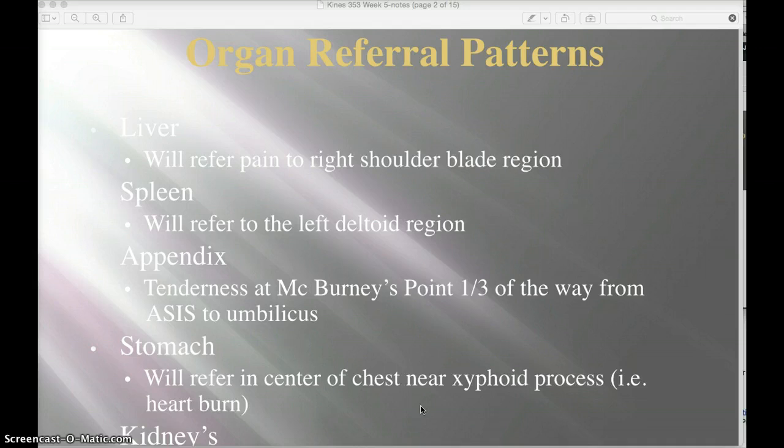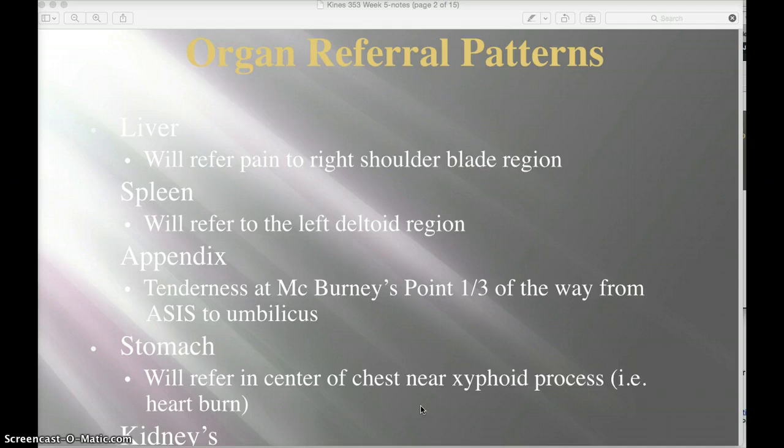One of the other ones is for the appendix. Anytime there's irritation or a rupture of the appendix, you'll see pain at McBurney's point, which is about a third of the way from the ASIS to the umbilicus. So if you drew a straight line from the ASIS to the umbilicus, a third of the way there, and you push down on it, that's where you'd feel McBurney's point, or that's where that region is.